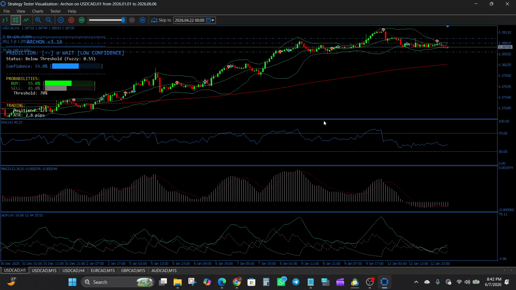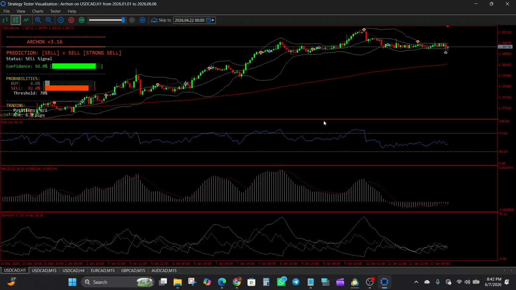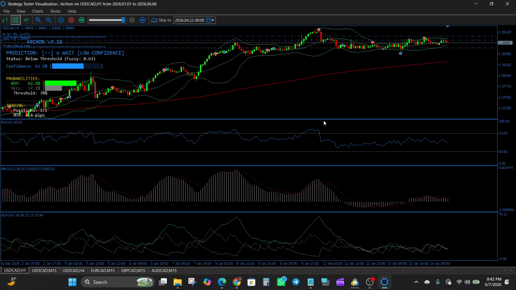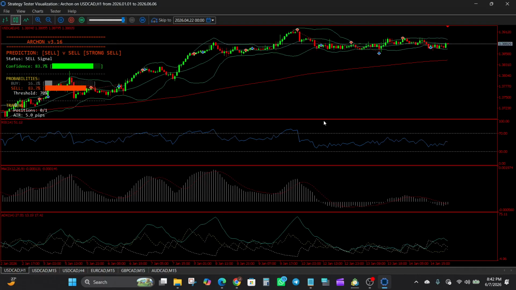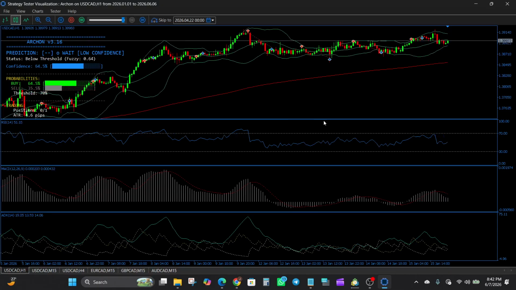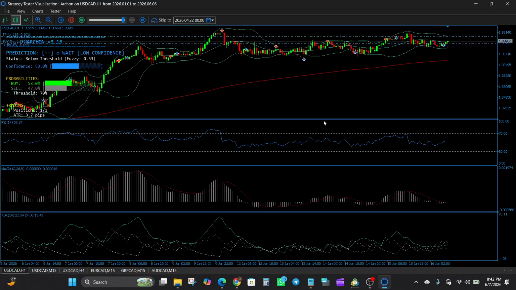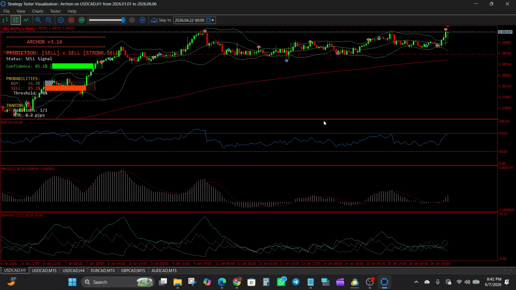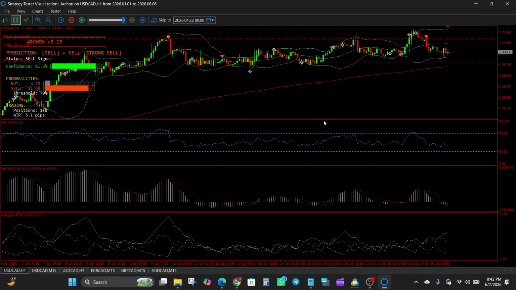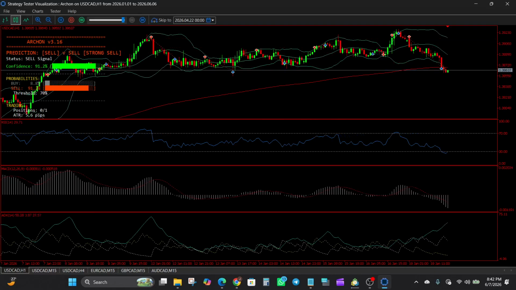Okay. Now, overall, the Archon EA for MT5 presents itself as a machine learning based trading system with a strong focus on risk management, adaptive exits, and instrument specific trade handling for USD CAD and XAU USD. If those features align with your trading objectives, it's certainly one worth researching further and testing extensively before moving to a live account.